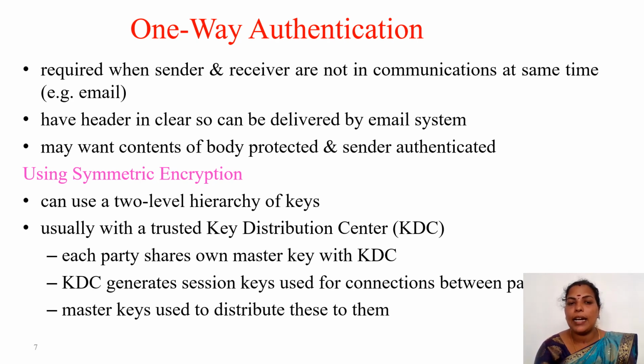Here we have a header in clear, so it can be delivered by the email system. We may want the contents of the body protected and the sender needs to be authenticated. Using the symmetric encryption process also we can perform this authentication. That is, we can use a two-level hierarchy of keys. Here we are using a trusted key distribution center.